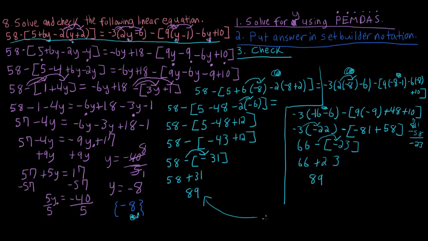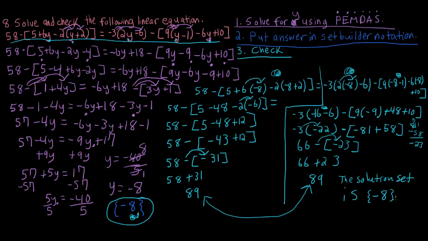And as you can see, both of these answers are the same, so we know that our negative 8 answer is true, and we just have to write down the solution set, inside our curly brackets, negative 8.